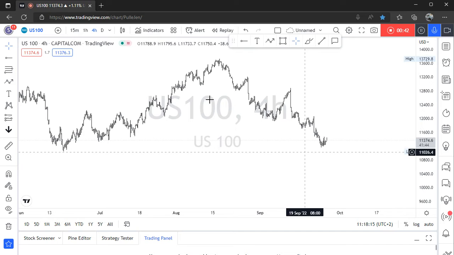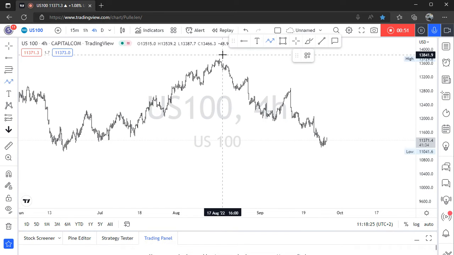So let me not waste much of the time, and let's head to the chart and look at what's going to be happening actually this week. And let's look at our focus just for this week.